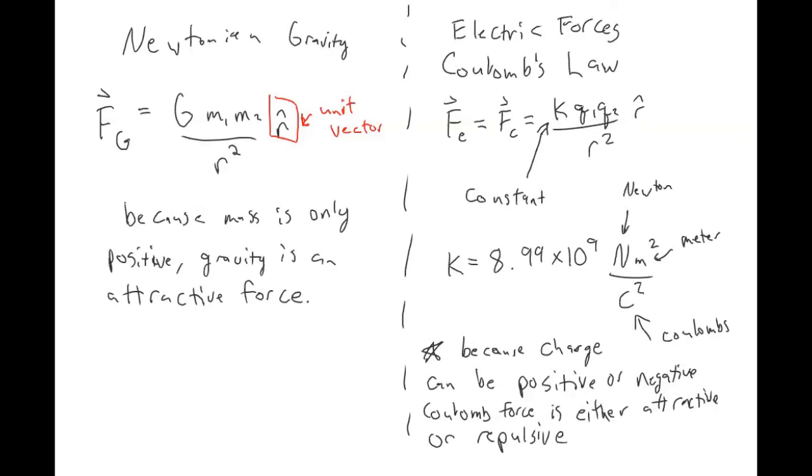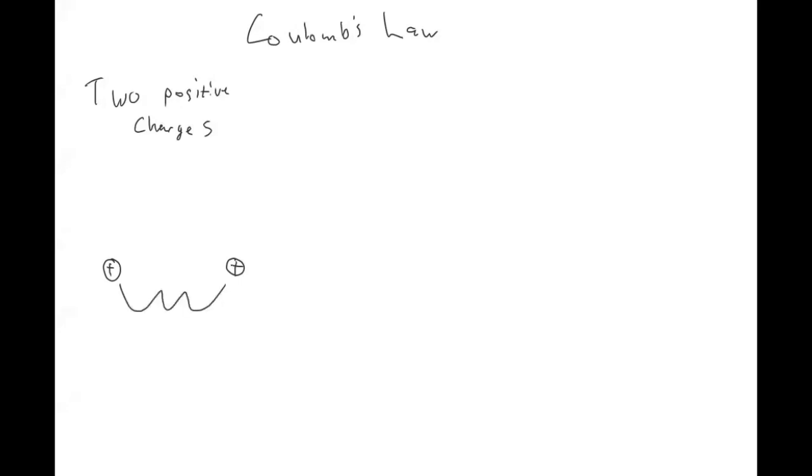Okay, let's see an example of this Coulomb's law. Maybe we'll do three examples eventually. First, we'll start off with two positive charges. Maybe these are two protons, separated by a distance of 2 centimeters. The charge of a proton we saw was 1.6 times 10 to the minus 19 coulombs.